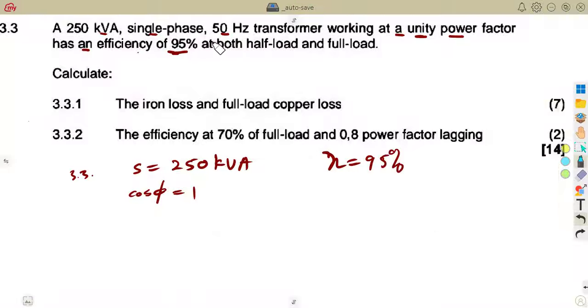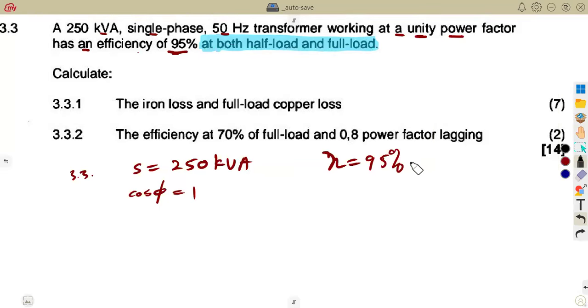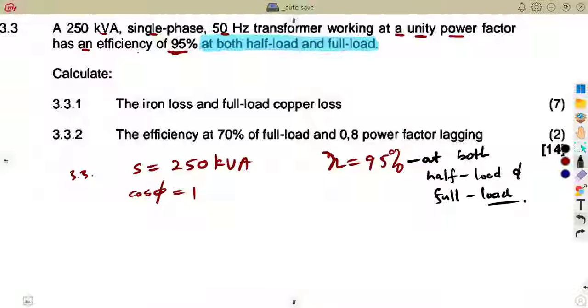They are saying at both half load and full load. This is the most important part. The efficiency that we are seeing here is the same at both half and full load. So this is the most important part. It is the same. All right, so no problem.